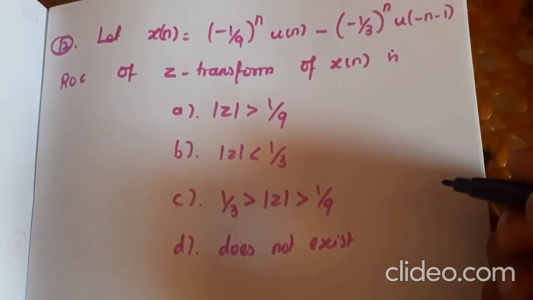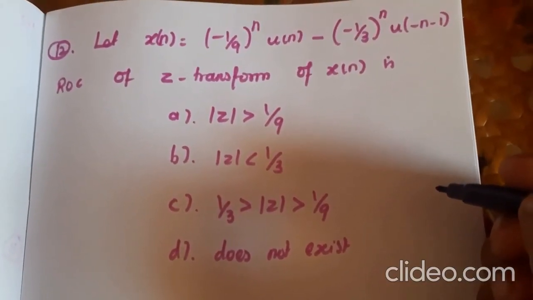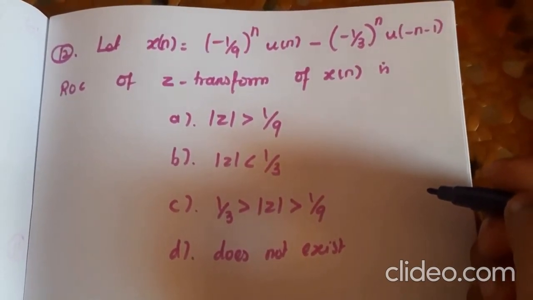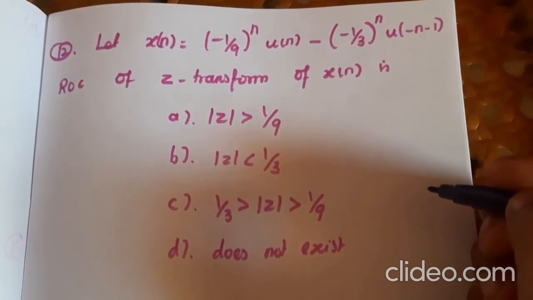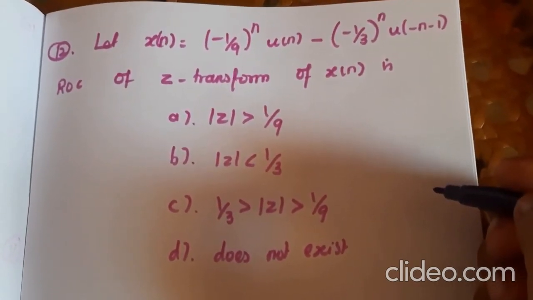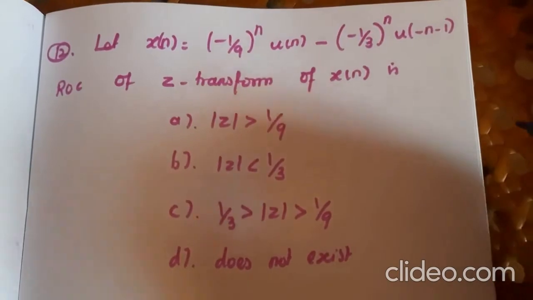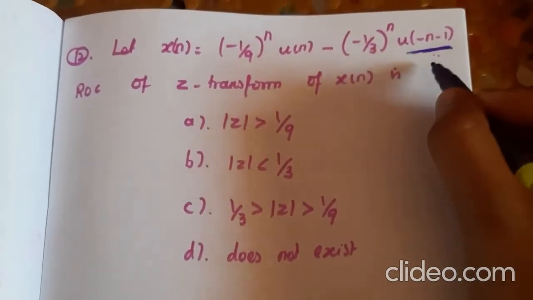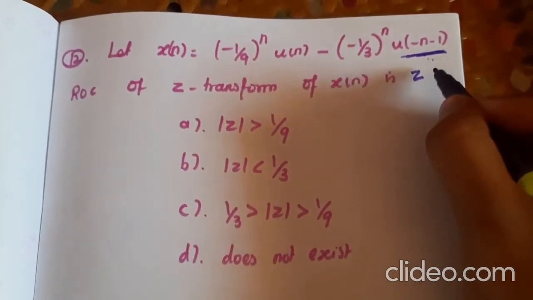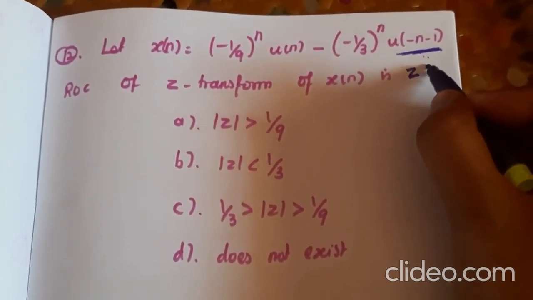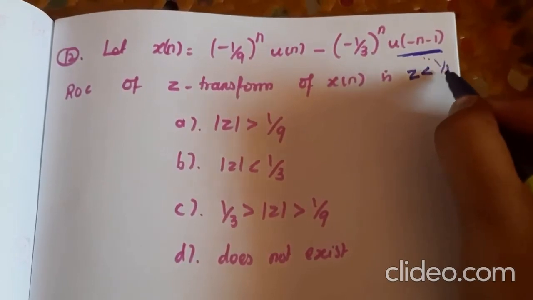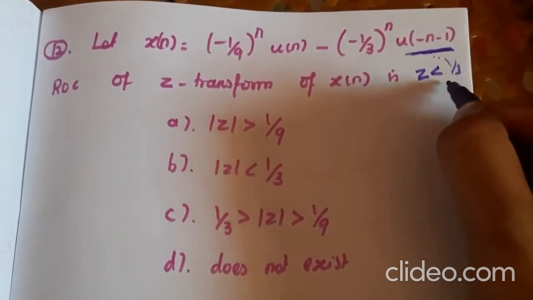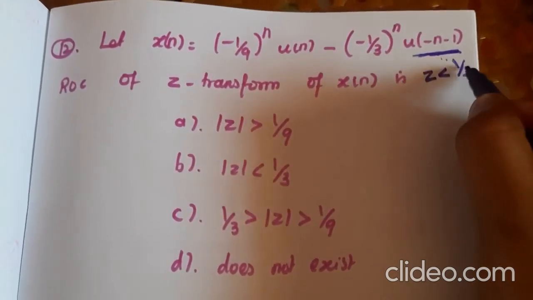Next question: let x of n is equal to minus 1 by 9 to the power n u of n minus 1 by 3 to the power n into u of minus n minus 1. The ROC of the z transform of x of n is, and this kind of question. So consider this, the ROC of this condition is z less than 1 by 3 for u of minus n minus 1. So just memorize this condition.